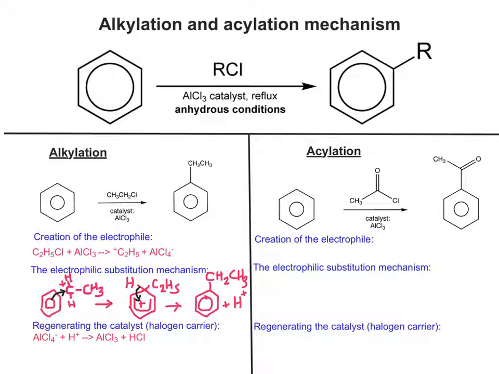So why don't you pause the clip and have a go at acylation. If you visualize it, it shouldn't be too difficult. It's exactly the same idea. The creation of the electrophile is basically taking the chlorine atom off your species that's above the arrow. Notice how I make sure that my positive charge is above the carbon which is actually going to bond onto the benzene ring. Thinking ahead a little bit, it's this carbon here which has to have the positive charge. So that's where I've put it.